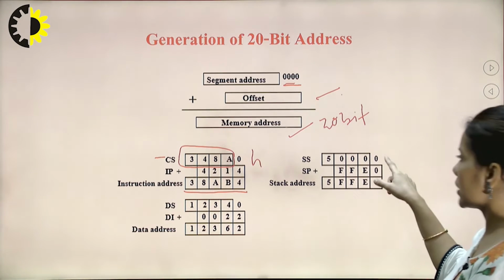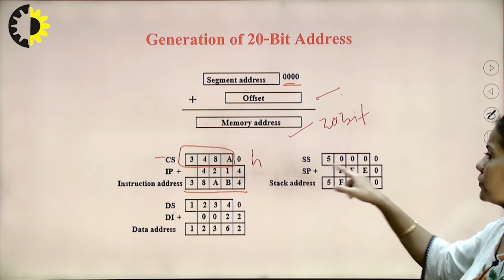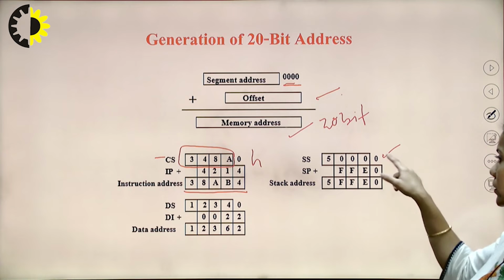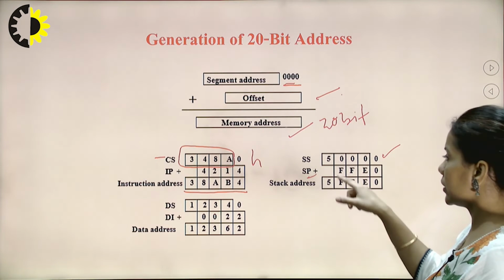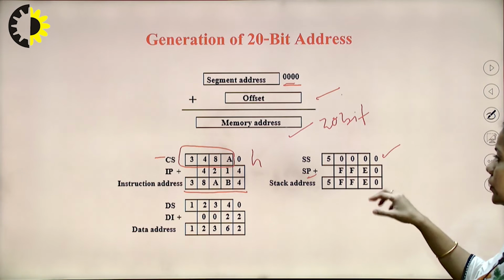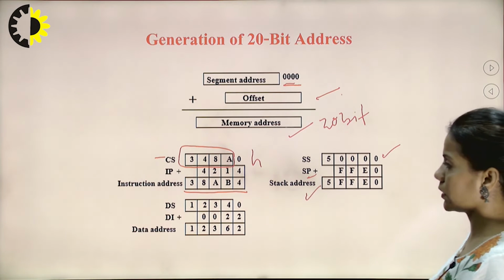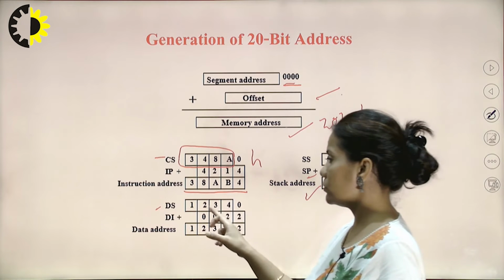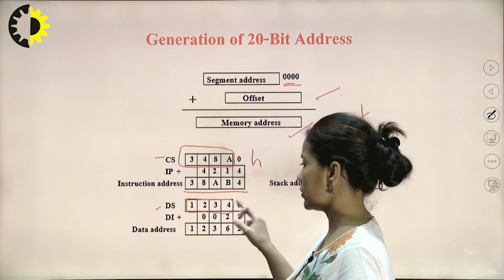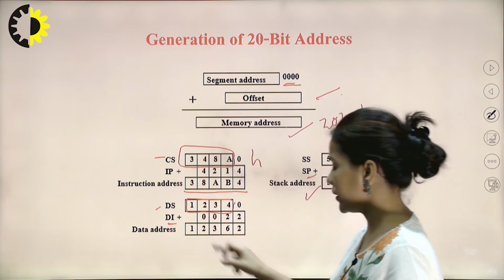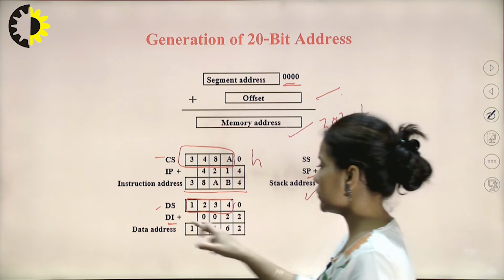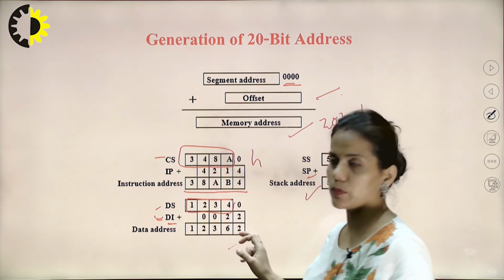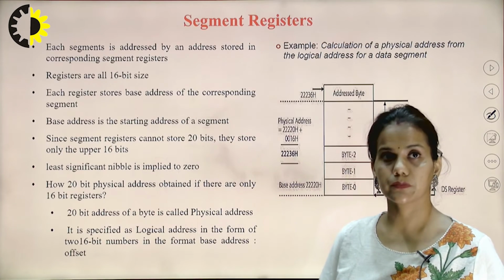Similarly, this is the stack segment register, it is having 5000, and here it is being shifted to the left by 1 digit, that is 4 bits. The stack pointer here is having FFE0, it will be added to this, and it will give the final stack address. Now again the data segment register is having 1, 2, 3, 4 as the data, and it is shifted to the left. Now the value of DI, the destination index register, is added, which is having the offset. So after adding the offset and the base address, we are able to obtain the 20 bit physical address.